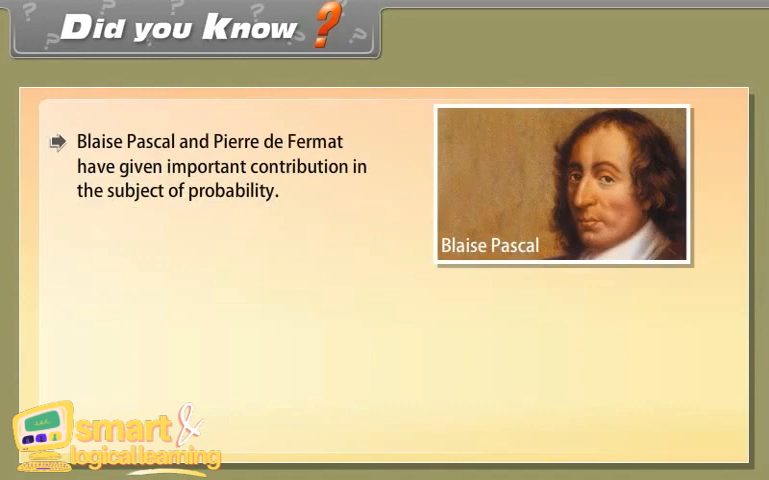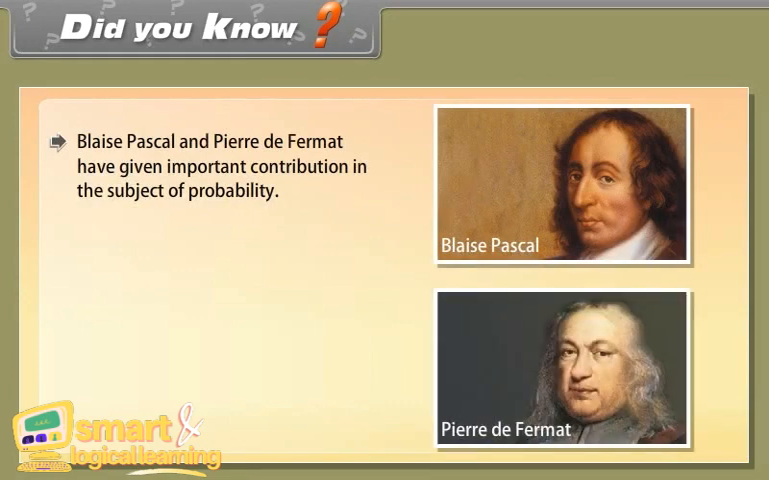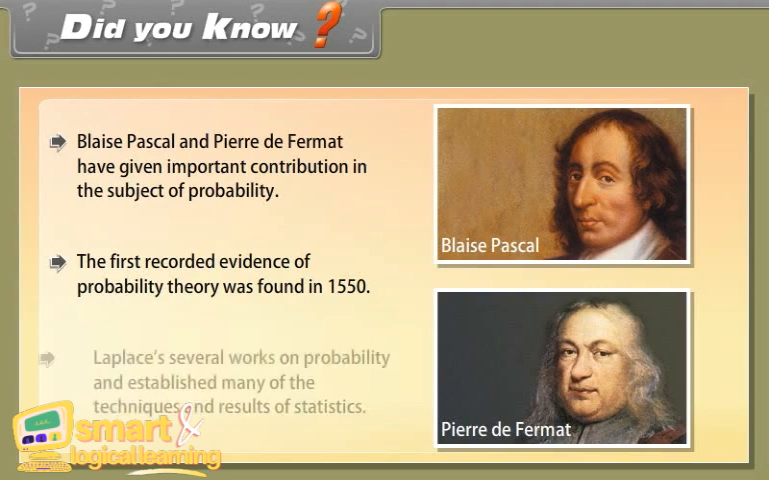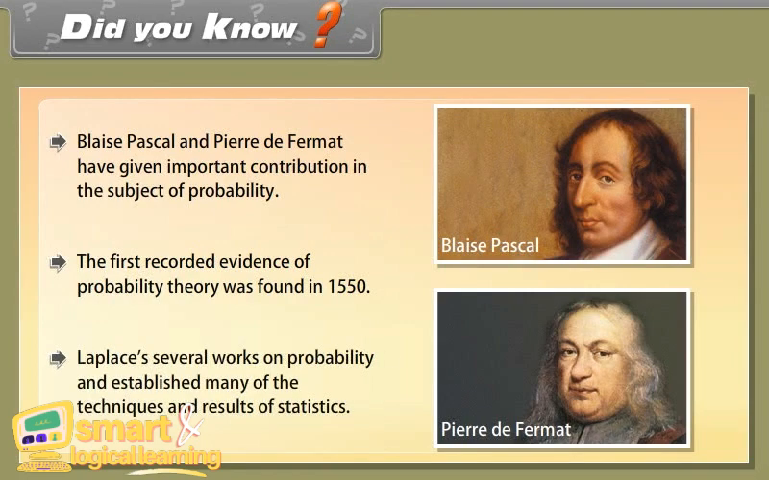Did you know? Blaise Pascal and Pierre de Fermat made important contributions to the subject of probability. The first recorded evidence of probability theory was found in 1550. Laplace's several works on probability established many of the techniques and results of statistics.